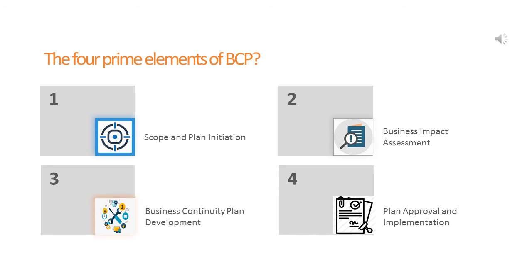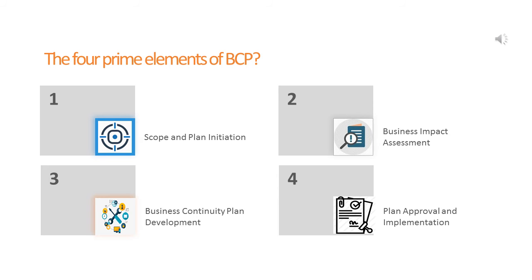The four elements of the business continuity plan. So first we have the scope and plan initiation, the business impact assessment, business continuity plan development, and the plan approval and implementation. So firstly, the scope and plan initiation. This phase marks the beginning of the business continuity planning process, and it entails creating the scope and the other elements needed to define the parameters of the plan.